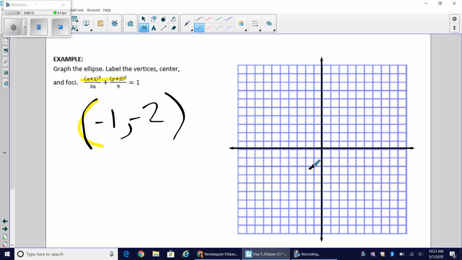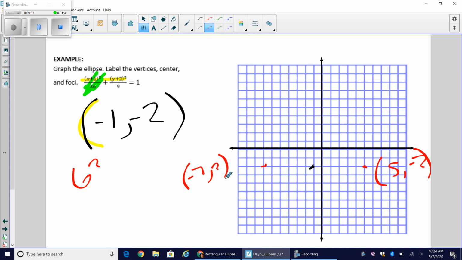And then I want to find my vertices. So I'm going to look at the values that are under the x. That's 36 under the x. So I know that connects to 6 squared. So in the x direction, I'm going to count 6: 1, 2, 3, 4, 5, 6, which puts me at a value of 5, -2. And then I'm going to count 6 in the left direction. And that puts me at a value of -7, -2.